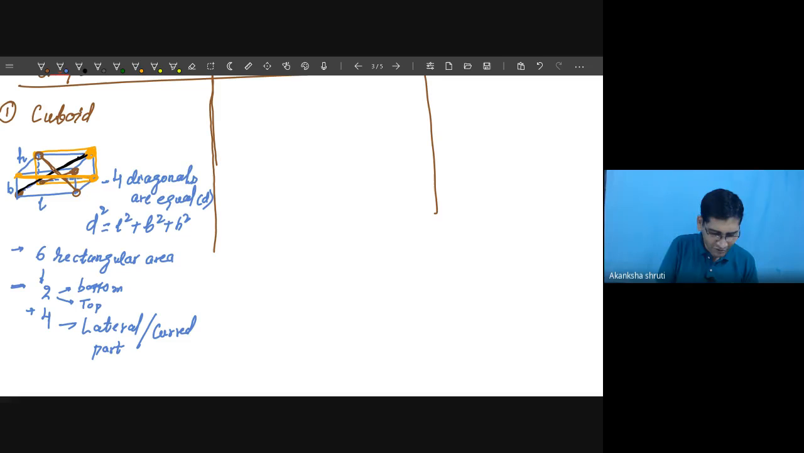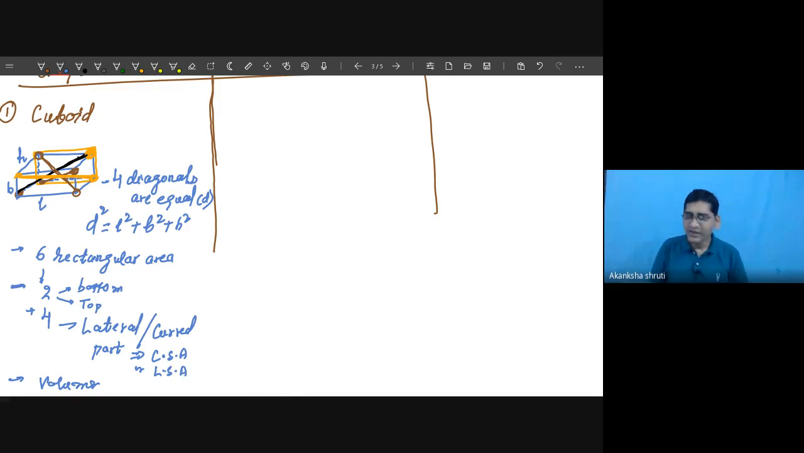With this 6 rectangular area, the volume is bounded. So this volume and this lateral surface area, means with the 4 sidewise rectangular surface area, we can calculate the curved surface area or lateral surface area.